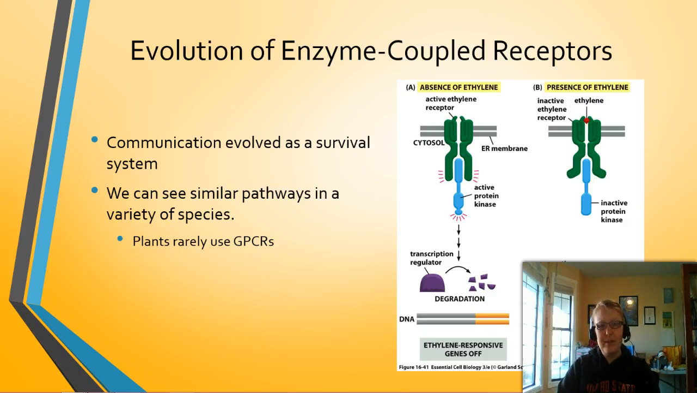We see similar pathways in all of our different species, but they're all a little different. It's important to see that enzyme-coupled receptors are used mainly in plants, whereas GPCRs are our main receptors in animal cells. So you can see that through the tree of life, there's a divergence in how these receptors are used. There's this evolution process, and what's going to be used varies by the organism.